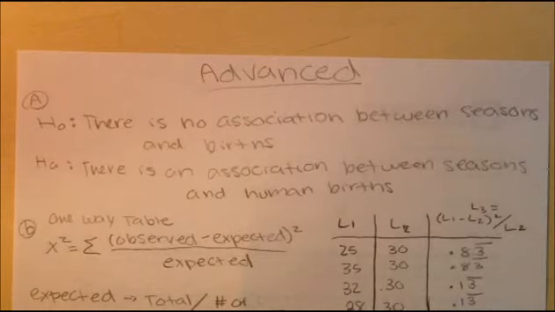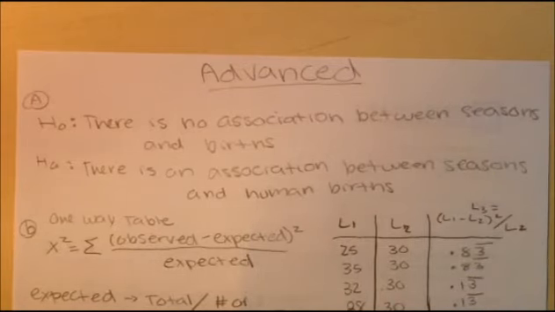Part A asks us, what are the null and alternate hypotheses associated with this question? The null hypothesis would be that there is no association between seasons and number of human births, and the alternate hypothesis would be that there is an association between seasons and the number of human births. Next, it asks us to compute the x-squared statistic, or a chi-test.